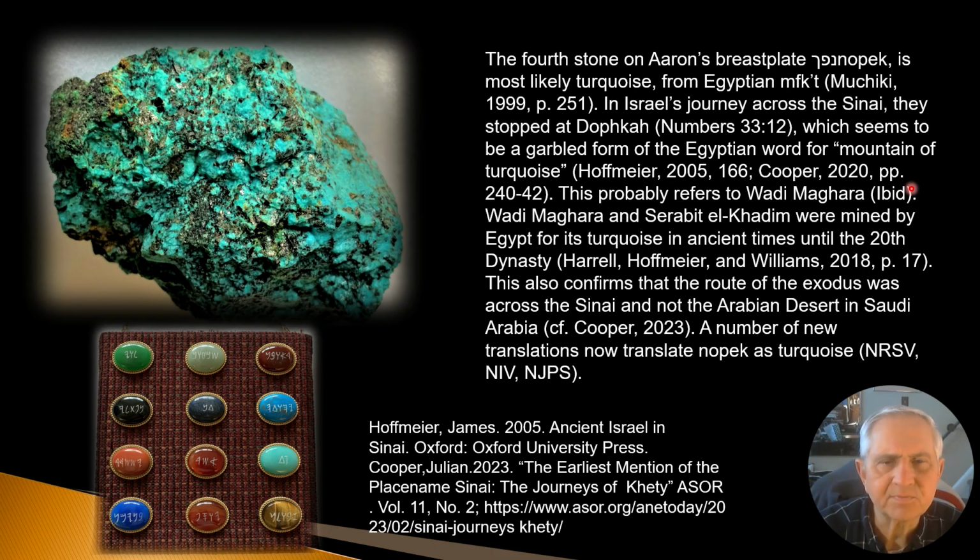Then this probably is referring to Wadi Maghara, and we'll see pictures of that, and Serabit el-Khadim, where they mined the turquoise. So from this wadi and from Serabit, they would mine the turquoise that you can see a picture of on the left there. This also confirms that the route of the Exodus was across the Sinai, not in Saudi Arabia. And a number of new translations now use the word turquoise for nopek in the Hebrew. And I'm glad they're doing that.